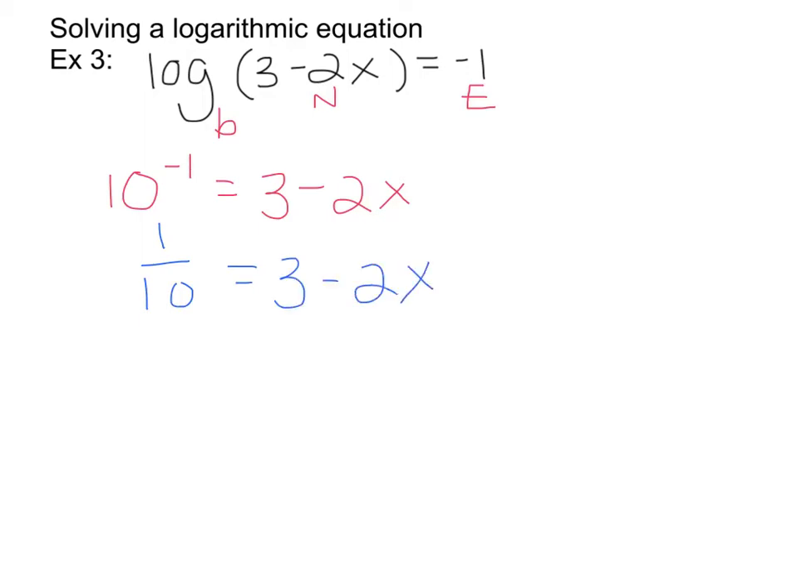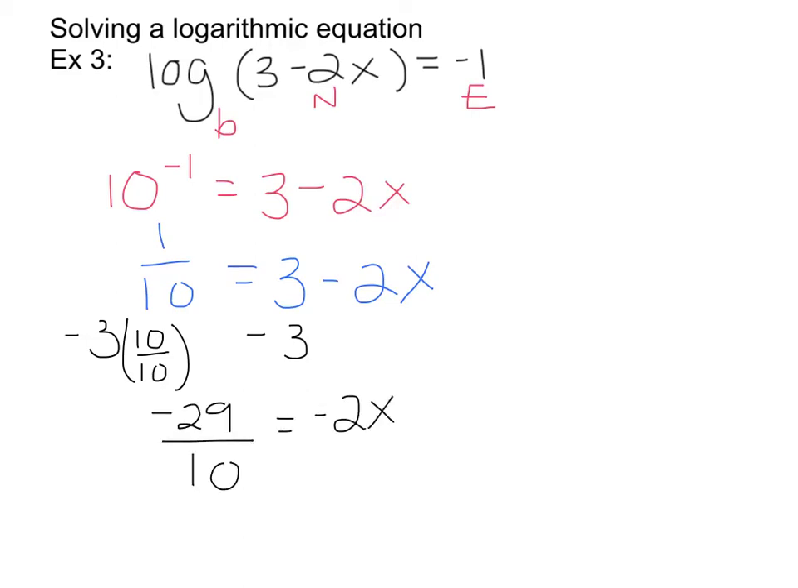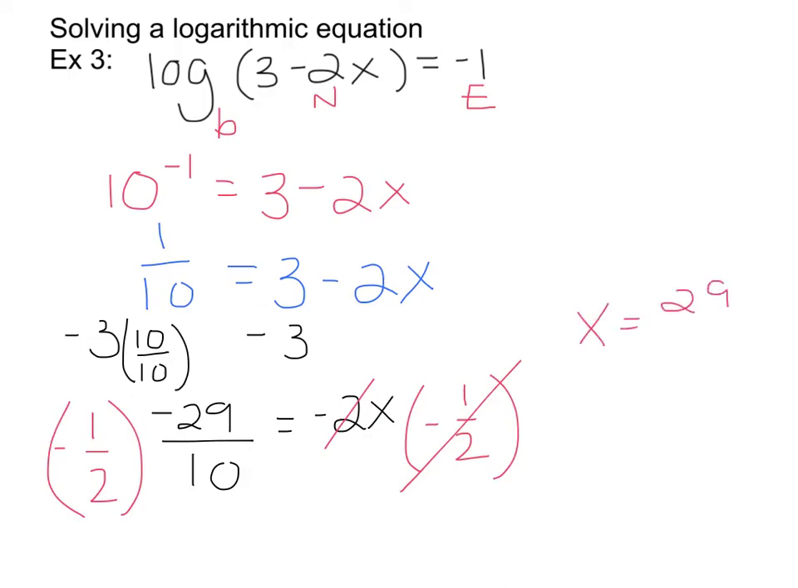Then to move our 3 to the other side, we need to subtract 3. I have to multiply this by 10 over 10, so that way I can combine my like terms. So that would be -30 plus 1, which is going to give me -29 over 10. Then to get rid of our -2x, we would divide by -2. But since there's already a fraction on the other side, I'm going to multiply by -1/2 because it does the exact same thing. So you do -1 times -29 and it makes it +29. 2 times 10 gives me 20. So your answer is 29/20.